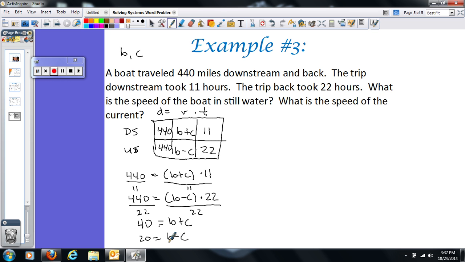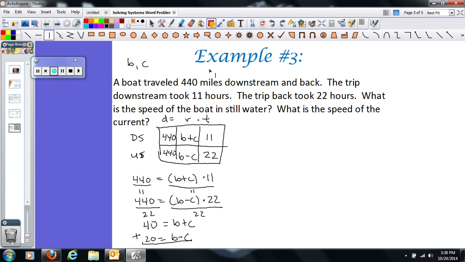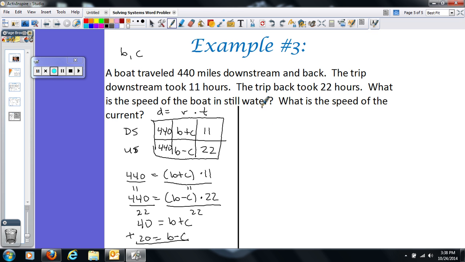So at this point, I already have opposite coefficients. I have plus C and minus C. So I'm going to add these together. B and B is 2B. The C's cancel, and that equals 40 and 20 is 60. I'm going to divide both sides by 2, and I get that B is 30 miles per hour.